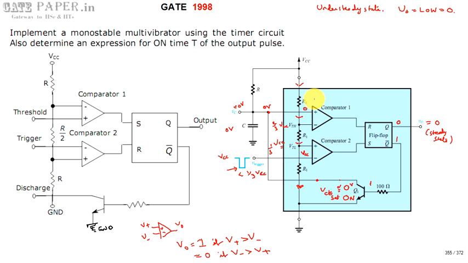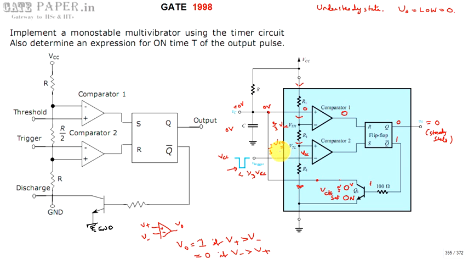So check about this one. Voltage at non-inverting terminal is 0, voltage at inverting terminal is 2 by 3 VCC. 2 by 3 VCC is higher, so voltage at inverting terminal dominates. Voltage at inverting terminal dominating is nothing but output value is 0.